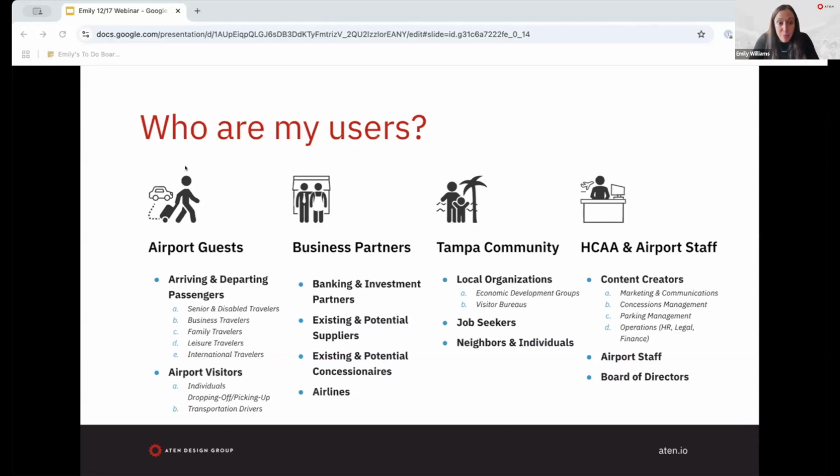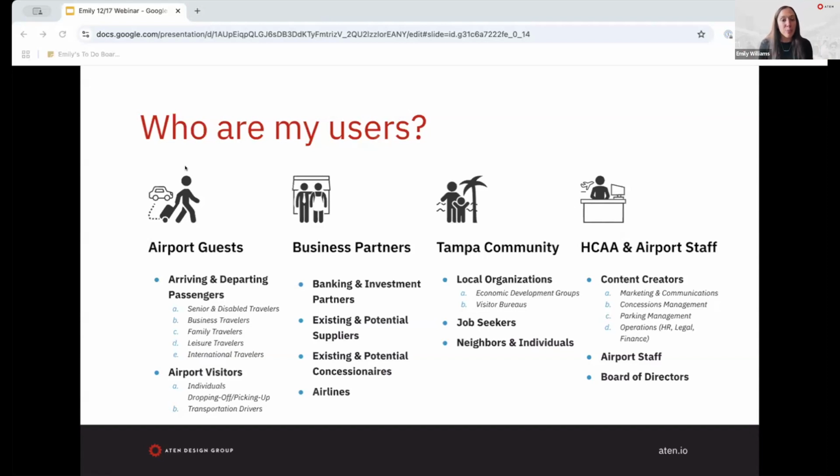We have the Tampa community. The Tampa community is the local organizations, like the Chamber of Commerce, economic development groups, job seekers perhaps, and neighbors and individuals surrounding the airport, right? Their input matters.